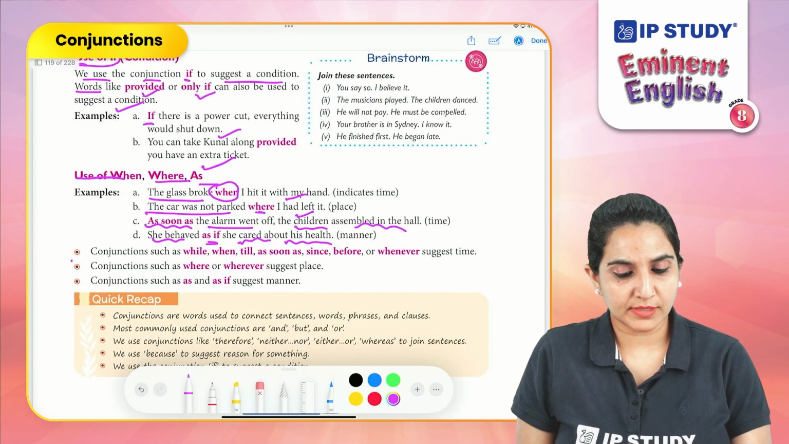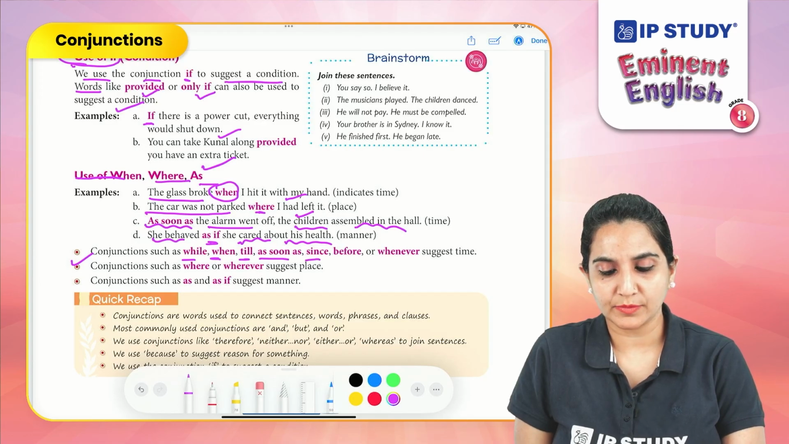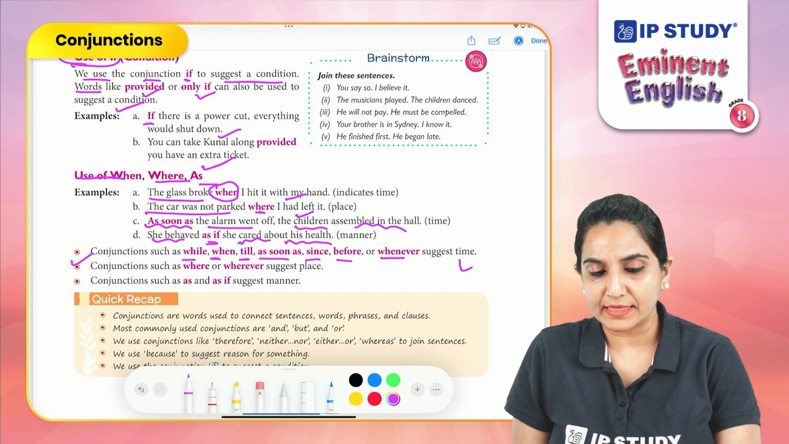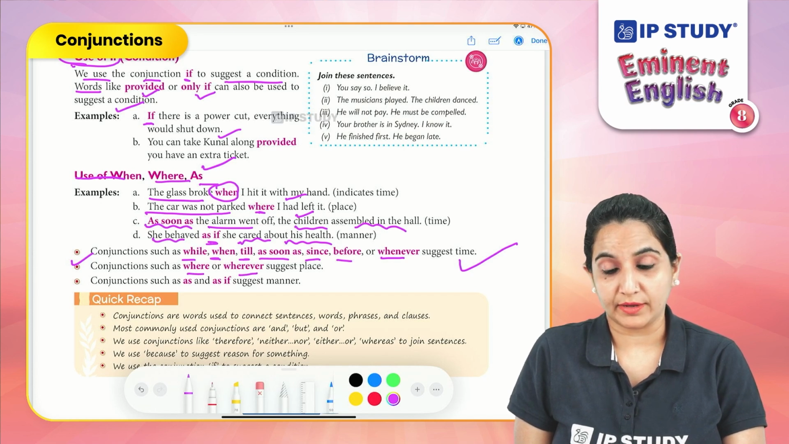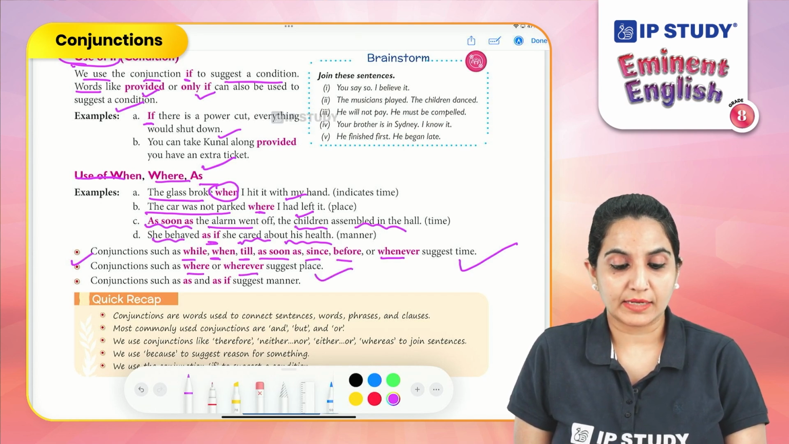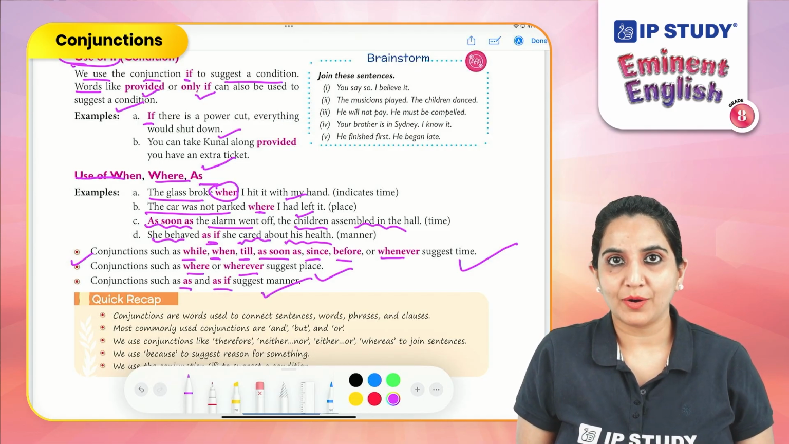So conjunctions such as while, when, till, as soon as, since, before, or whenever suggest time. Conjunctions such as where or wherever suggest place. Conjunctions such as as or as if suggest the manner. So this is all about conjunctions.